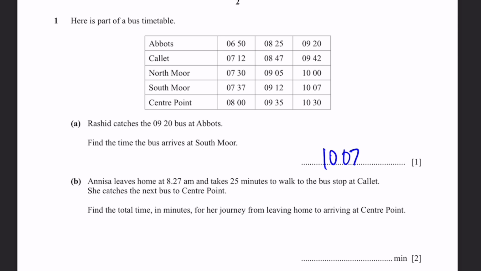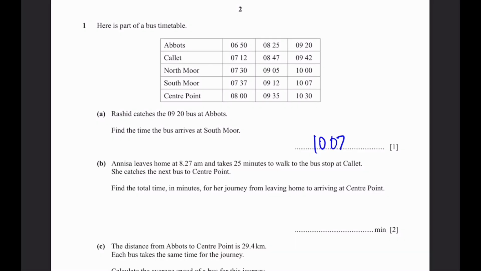B. Anissa leaves home at 8:27 a.m. and takes 25 minutes to walk to the bus stop at Calais. She catches the next bus to Center Point. Find the total time in minutes for her journey from leaving home to arriving in Center Point. Okay, so she takes 25 minutes to walk to the bus stop after starting at 8:27. So when will she arrive at the bus stop? 8:27 plus 25, right? So we get 8:52.